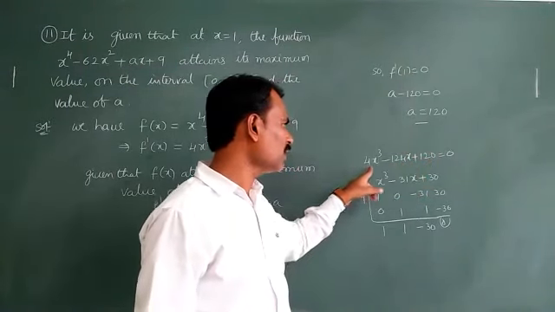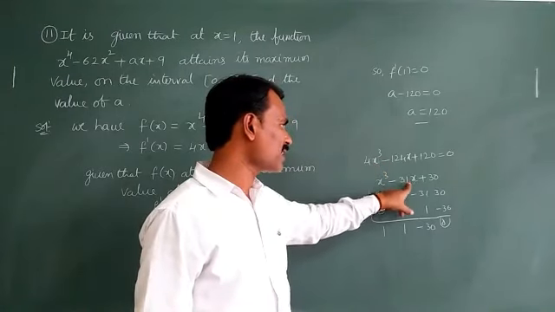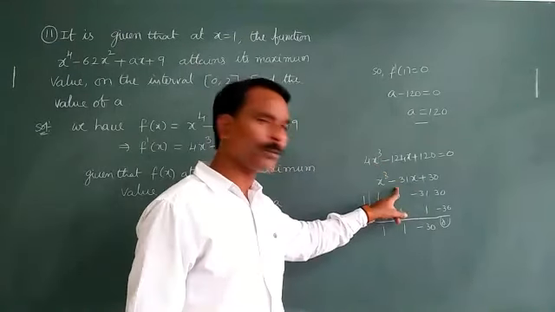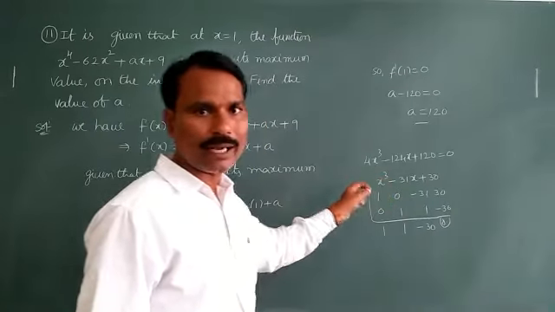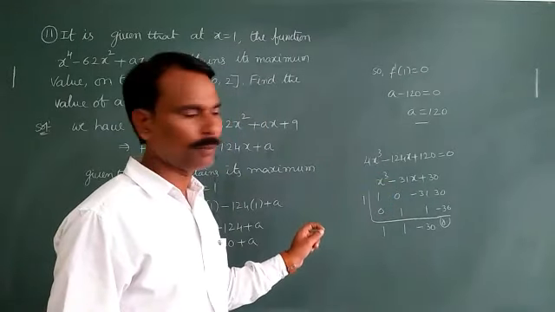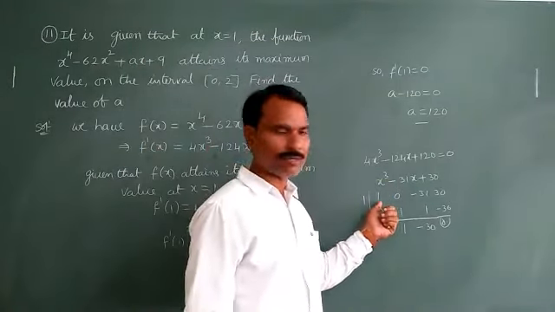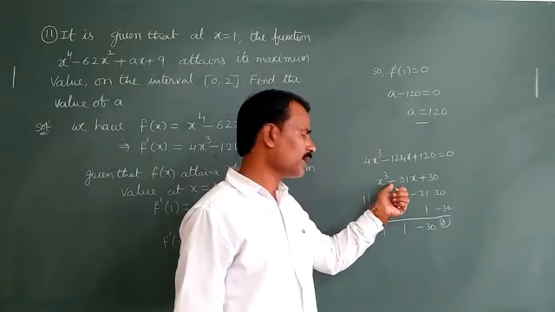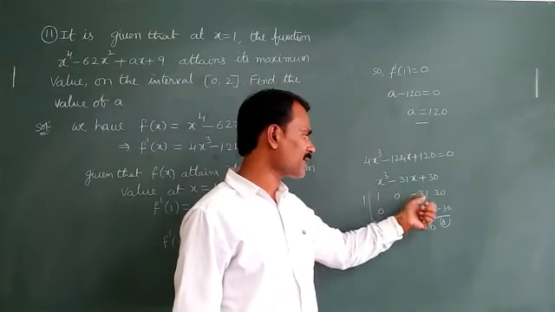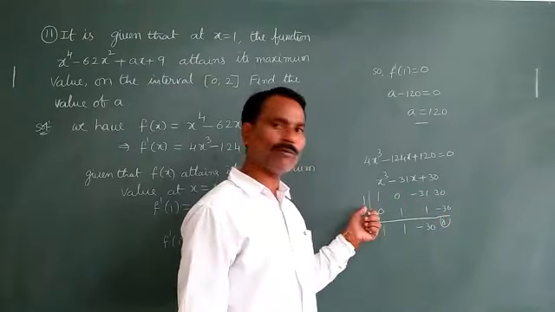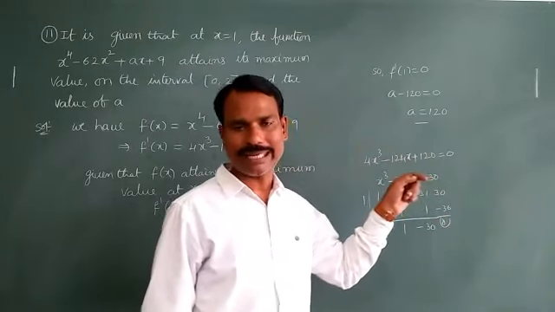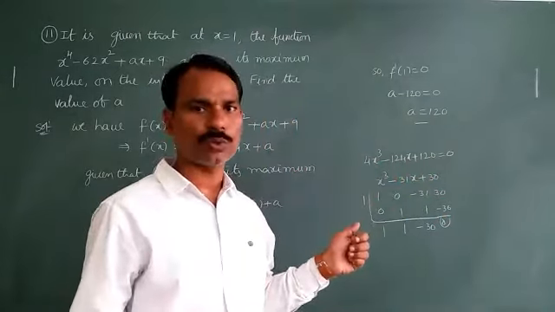Students, take 4 common. 4 common means x cube minus 31x plus 30. But it is a cubic polynomial. Directly we cannot get the roots for this cubic polynomial, so you have to use synthetic division. x cube 1, there is no x square term, that's why 0, minus 31, plus 30. I took 1 because that is already the critical point we calculated between 0 and 2.